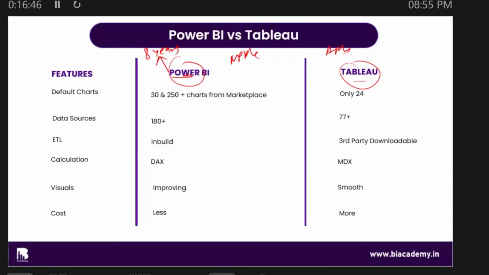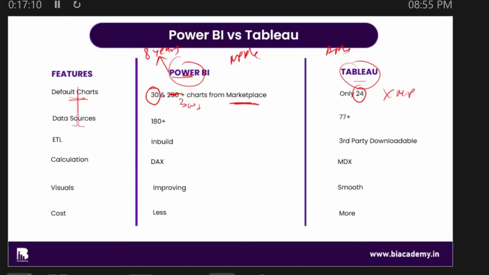Okay, let's see the main comparison or main difference between them. So default charts: Power BI has 30 default charts, whereas Tableau has 24 default charts. Next, Power BI has an additional 300 plus charts available in the marketplace, whereas Tableau doesn't have any marketplace. That means you need to work with only these 24 charts. You don't have any other option to download any other visuals.